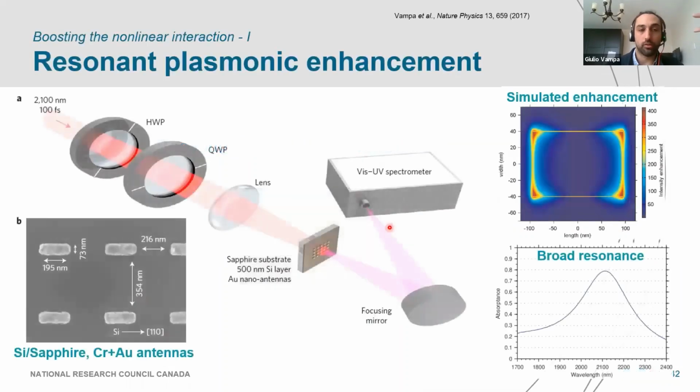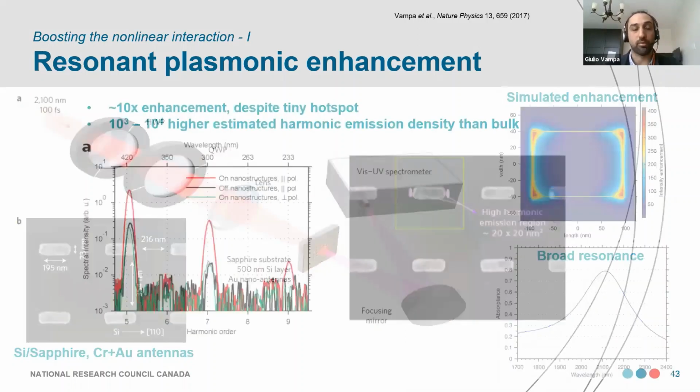And you can do this with resonant plasmonic antennas, which is part of the work I've done in the past. These are gold antennas on silicon, and they're designed to resonate at 2 micron, which is the driving wavelength. And you can see a plot of the enhancement. These are plasmonic antennas, 5 nanometer inside the silicon. You have this huge enhancement of the intensity on the edges of the antennas. And that's where high harmonics will preferentially take place.